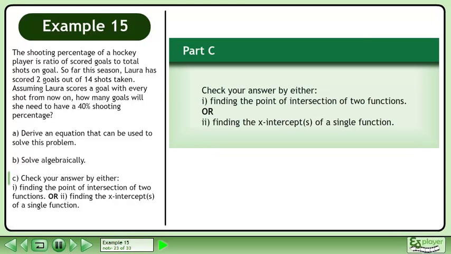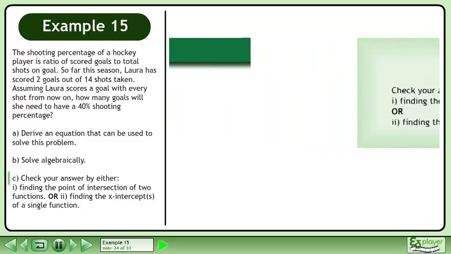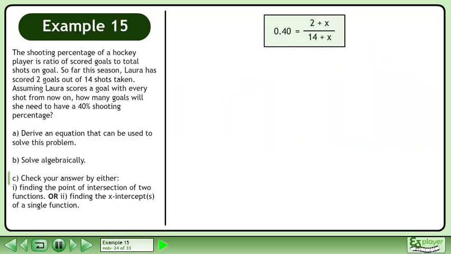In Part C, check your answer by either: 1. finding the point of intersection of 2 functions, or 2. finding the x-intercepts of a single function. Rewrite the equation we derived in Part A.